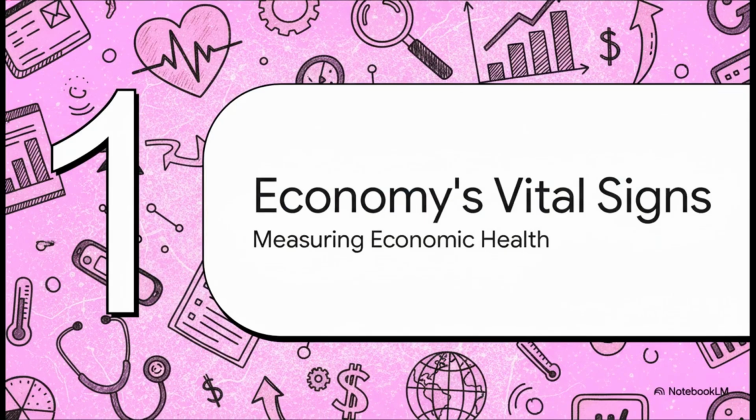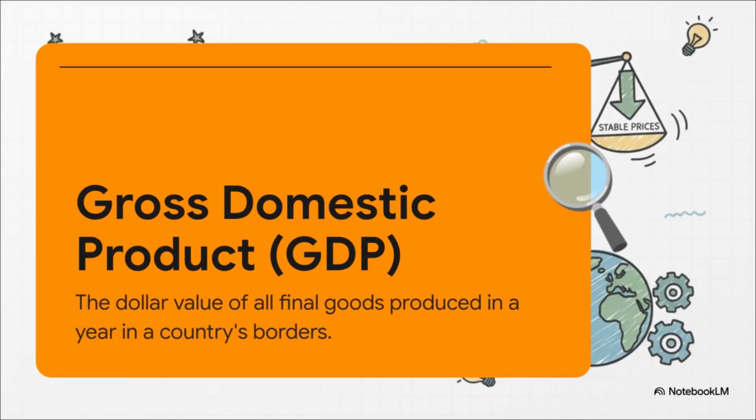Okay, so if we want to know if an economy is healthy, how do we do it? Well, you can think of it like a doctor checking a patient's vital signs. Economists have a few key indicators they look at to get a clear diagnosis of what's really going on. And the first, and definitely the most famous of these vital signs, is gross domestic product, or GDP. Put simply, it's the grand total value of everything a country makes and does in a year. It's the main way we measure economic output. Is the economy growing? Is it shrinking? GDP is what gives us that answer.